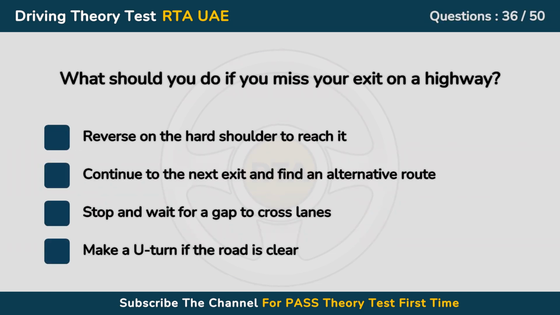Question 36. What should you do if you miss your exit on a highway? A. Reverse on the hard shoulder to reach it. B. Continue to the next exit and find an alternative route. C. Stop and wait for a gap to cross lanes. D. Make a U-turn if the road is clear.